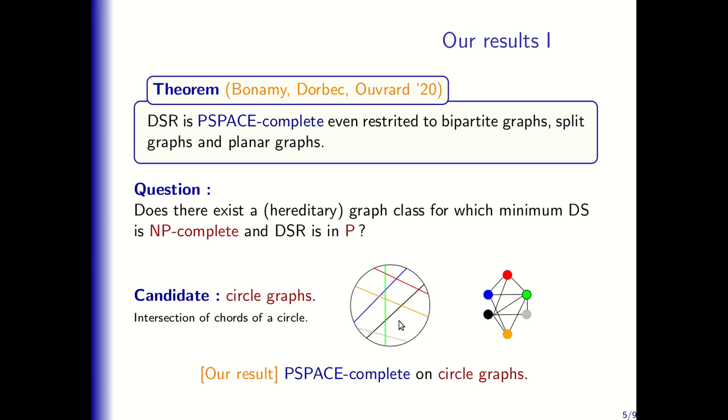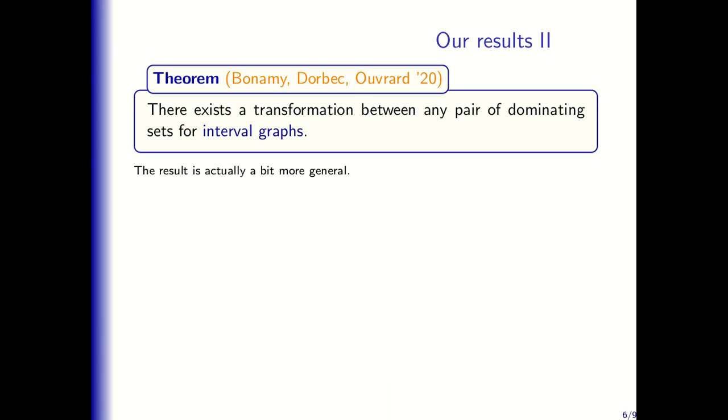Okay, and we show that this candidate is actually not the good one, because the problem is PSPACE-complete on circle graphs. And they also give some positive results in their paper. They show that there exists a transformation between any pair of dominating sets for interval graphs. Actually, their result is slightly more general, but one of the most important graph classes contained in the class of graphs for which they show this is the class of interval graphs.